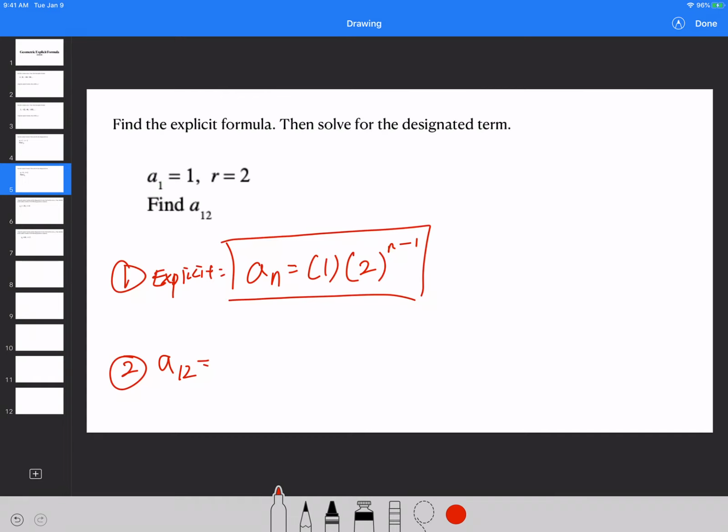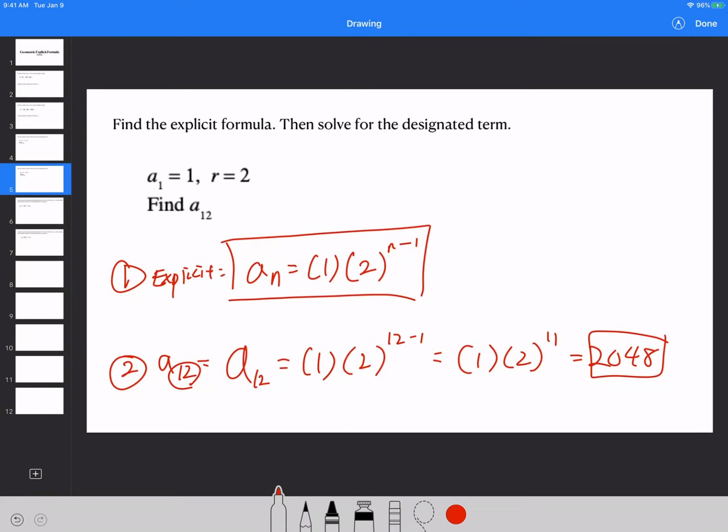The next question, a sub 12. I'm going to simply plug the 12 into the value of n, so 1 times 2 to the power of 12 minus 1. That would be 1 times 2 to the power of 11, so I can just type in 2 to the 11th power into the calculator and get 2048 as your answer.